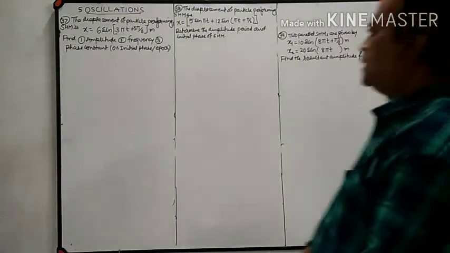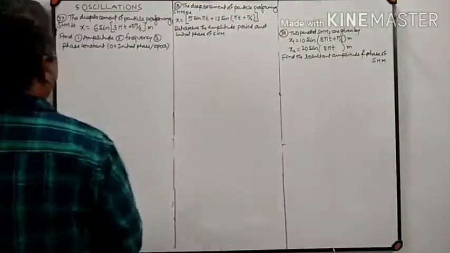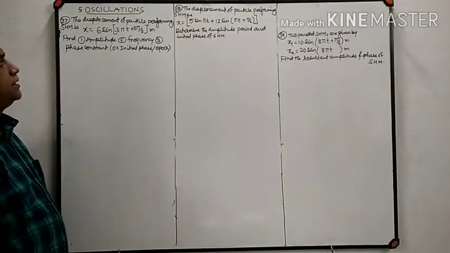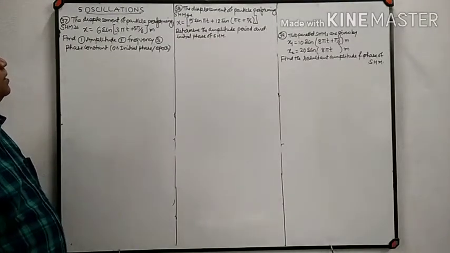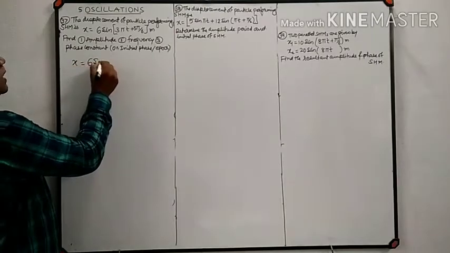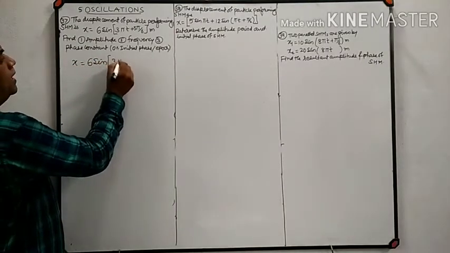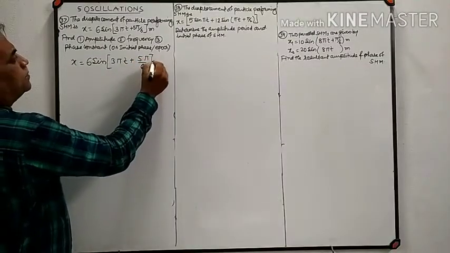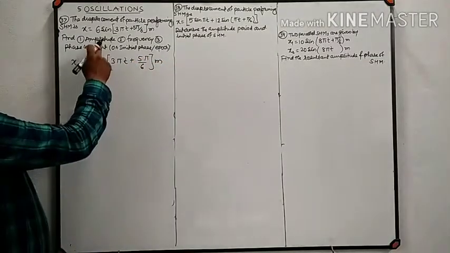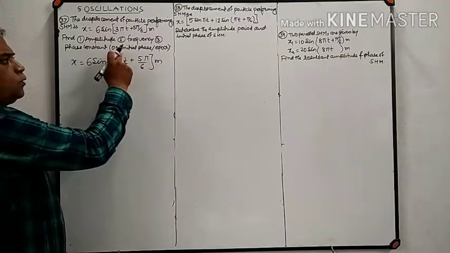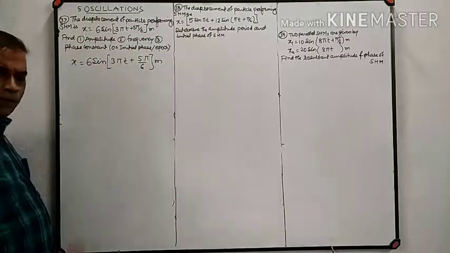Now see here, the displacement of a particle performing SHM is given by x = 6 sin(3πt + 5π/6) meter. What we have to calculate? Amplitude, frequency and phase constant, which is also known as initial phase or epoch.